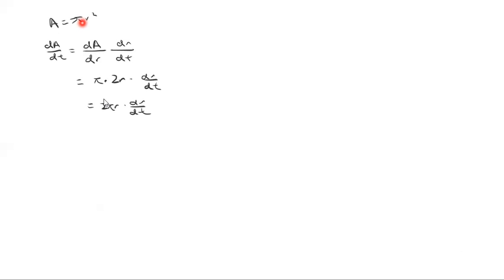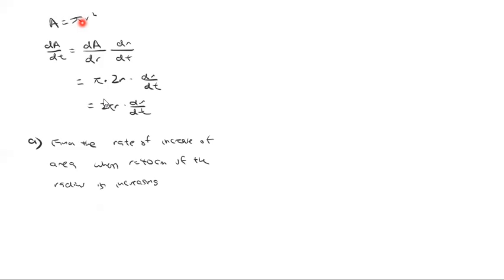All right? Clear with that? Good. All right. So now let's answer question A. Question A says find the rate of increase of area when r equals 40 centimeters, if the radius is increasing at 3 centimeters per second.